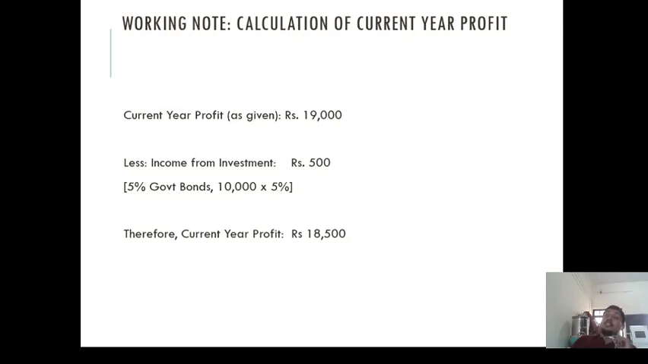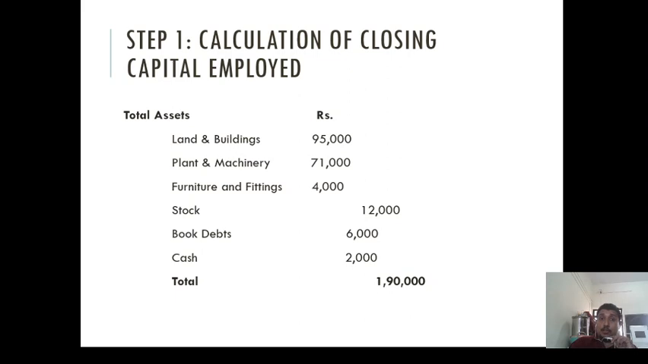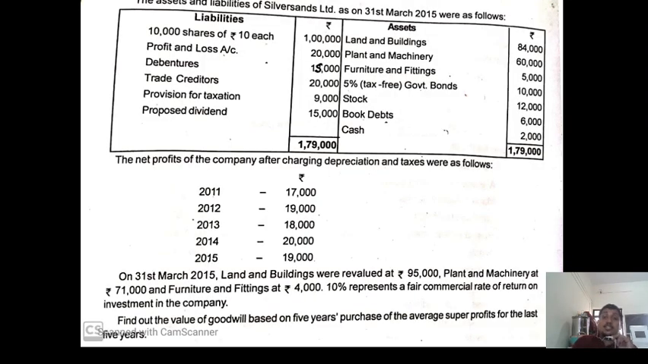Next, the second step is calculation of average capital employed, correct? We know average capital employed is nothing but closing capital employed less half of current year profit. Now what is the current year profit given in the problem? If you look into the problem, it is the latest profit.